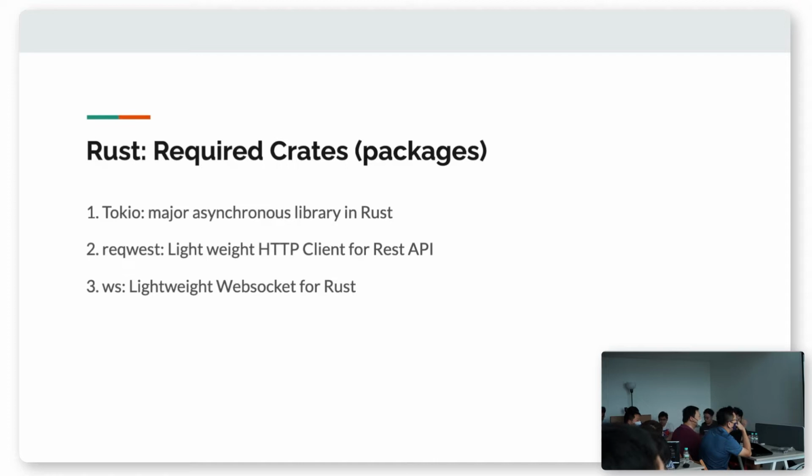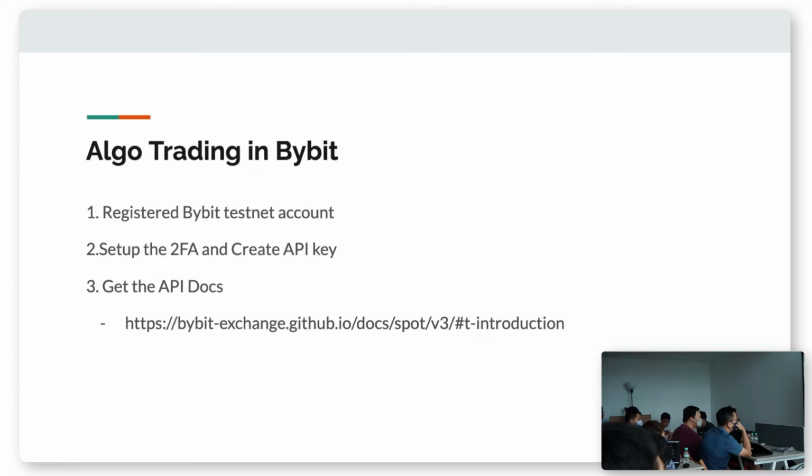Okay, now I guess we have some basic understanding of Rust. After we introduce some basic information about algo trading, we will start coding and get information from the Bybit engine. I have to make sure everyone has registered a Bybit testnet account. Please use the testnet account. We won't pay you if you use your own account, okay?